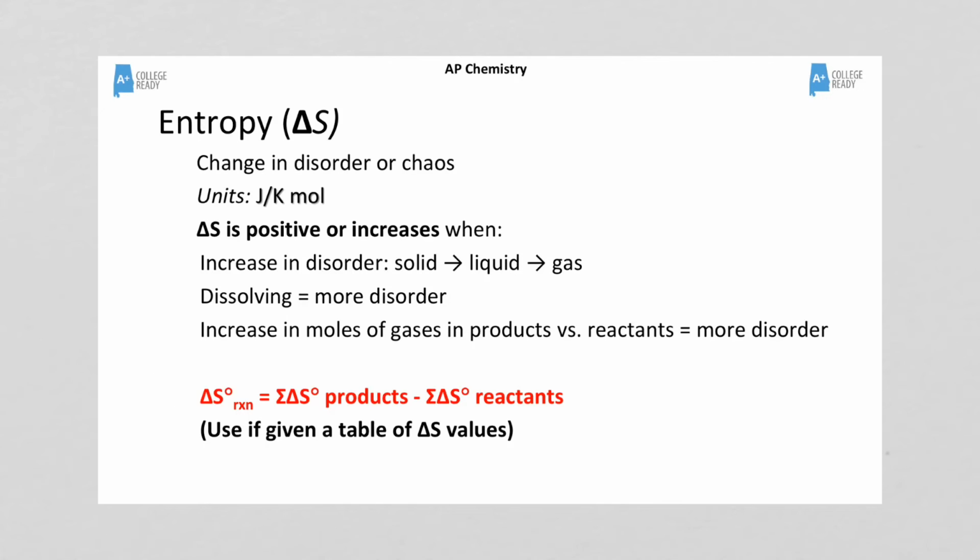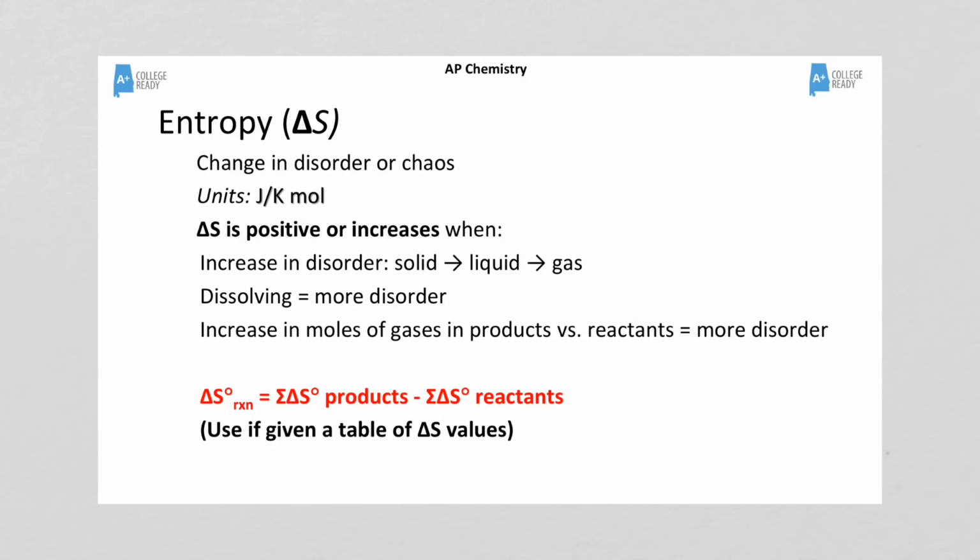Now we'll move on to entropy, which has the symbol delta S. It is simply the change in disorder or chaos. The units here are different from delta H. Notice delta H is kilojoules per mole, while entropy is joules per Kelvin mole. So be aware of that. There are a couple of formulas where not recognizing the difference in units and changing them can trip you up.